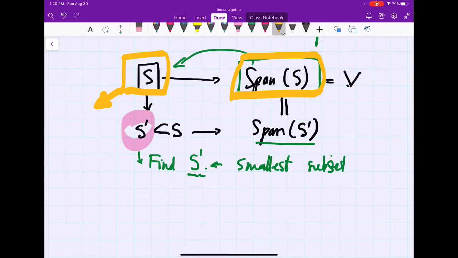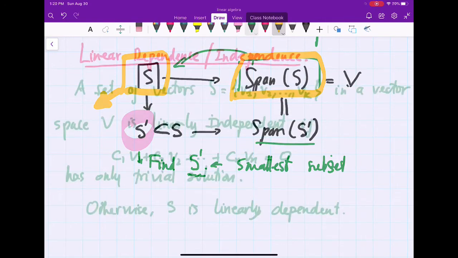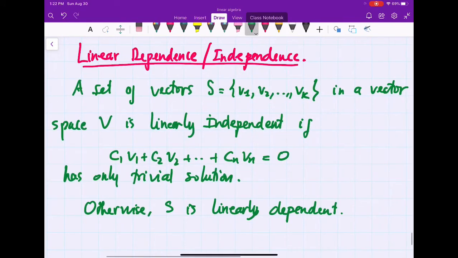But before we move to examples, I would like to give the definition of linear dependence and linear independence. Suppose that you have some vector space V, and S is a set v1, v2, ..., vk. The set S is called linearly independent if the system c1 v1 plus c2 v2 plus so on plus ck vk equals 0 has only the trivial solution. That means only the zero solution. Otherwise, S is linearly dependent.